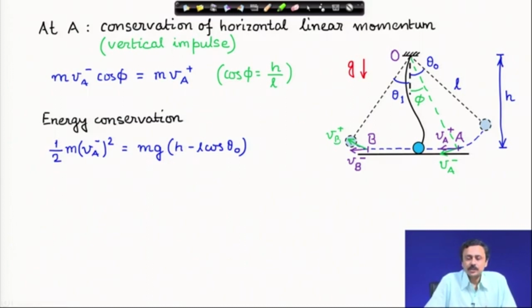Now, this moves on frictionless ground, therefore, its velocity will be maintained. What will happen? It has gone from V a minus to V a plus, and now it will move with this velocity V a plus. Therefore, V b minus, which is just before the string gets taut, must be equal to V a plus.